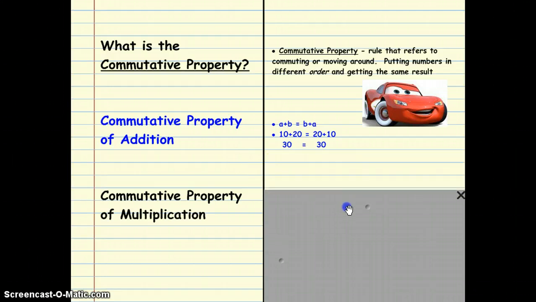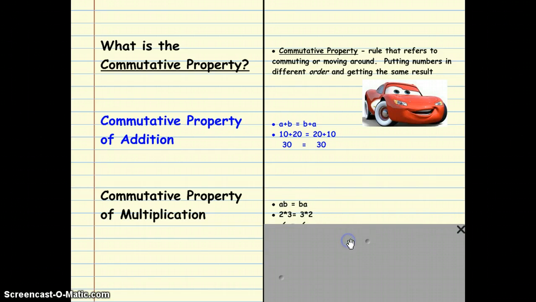Addition is that way. Multiplication, same thing, you can flip around the order. 2 times 3 is the same thing as 3 times 2. They both equal 6 because of the commutative property. So commutative means different order. Home to school, school to home, same thing.